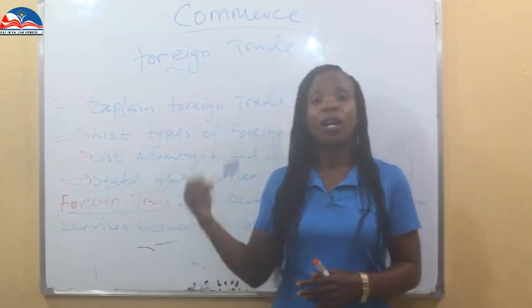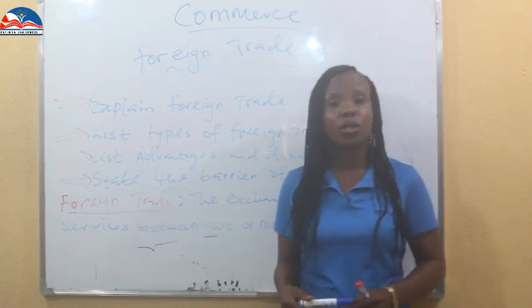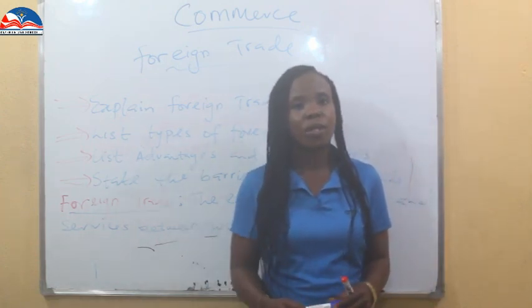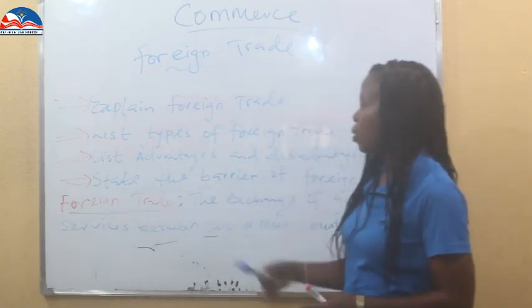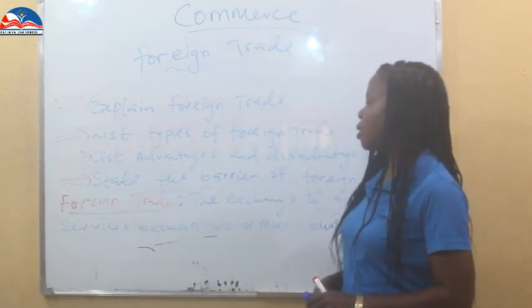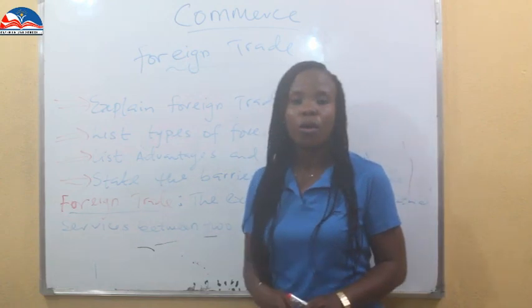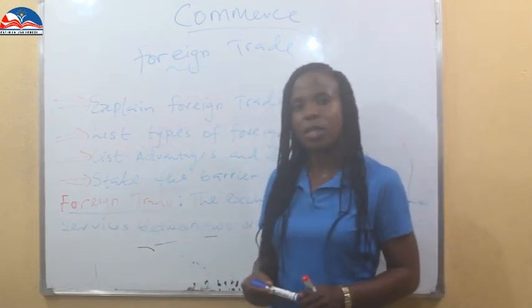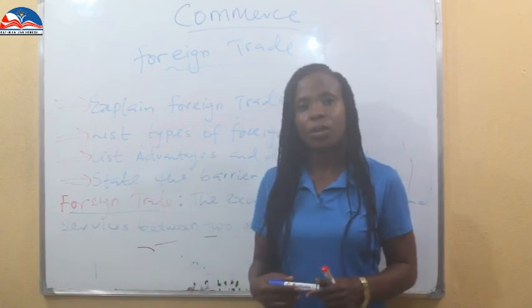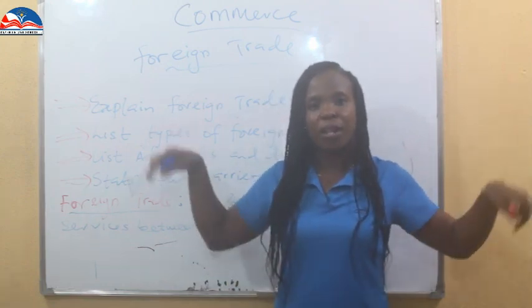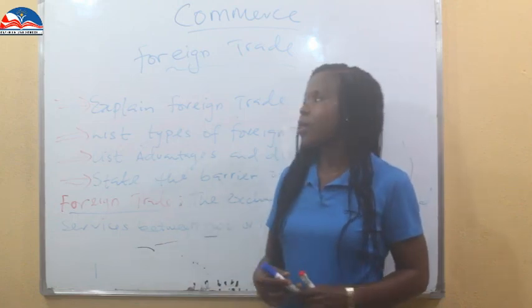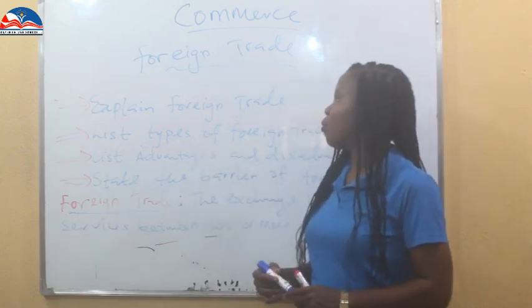Trade involving other countries with your own country. So it involves two or more countries. The exchange of goods and services between two or more countries, that's foreign trade. So we have seen what is foreign trade: trade that is carried out outside the borders of Nigeria with other countries. Now we are going to types of foreign trade.